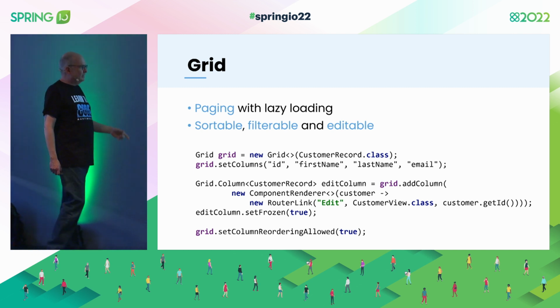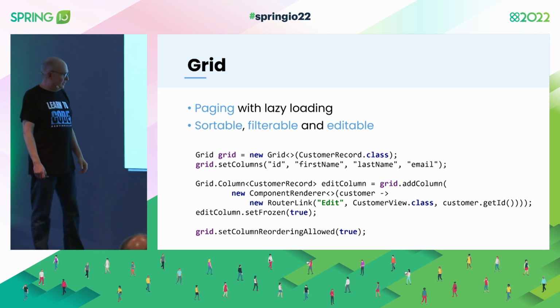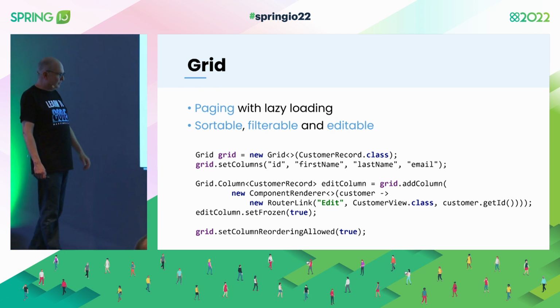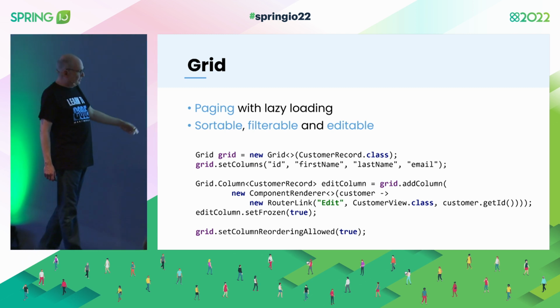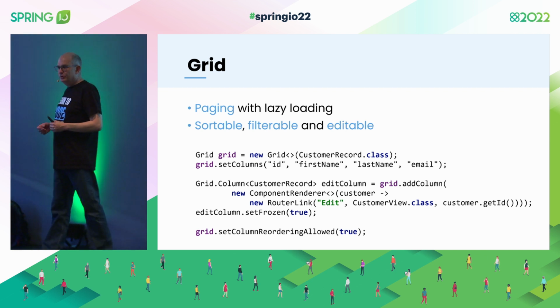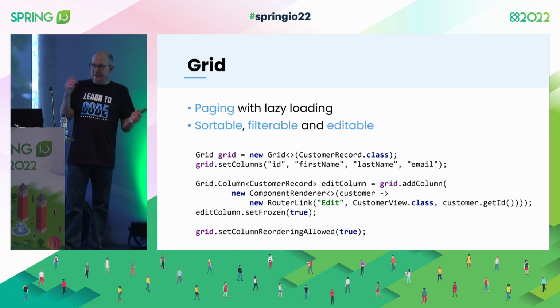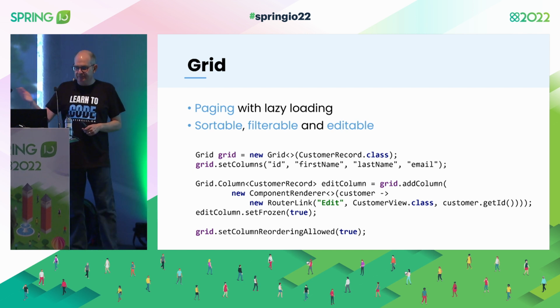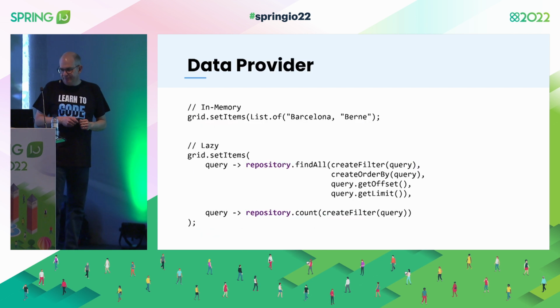And here we see that a column can also contain components. That's the component renderer there. And here we have a link for an edit. The grid also has the possibility to reorder the columns. That's something that we use in our project. The user can change the order of the columns in the grid, and this is saved in the database. And if he gets back to the page, then he has the same ordering as before.